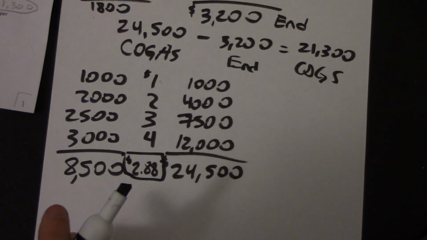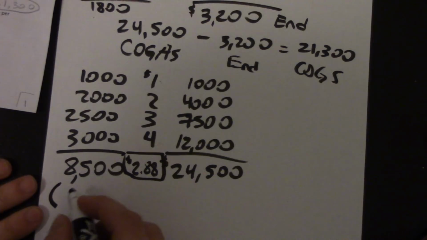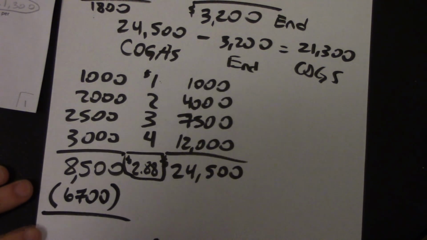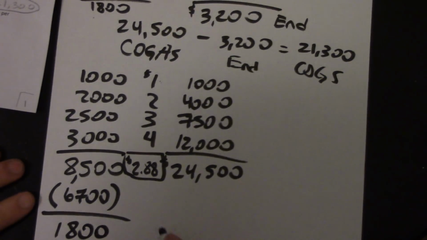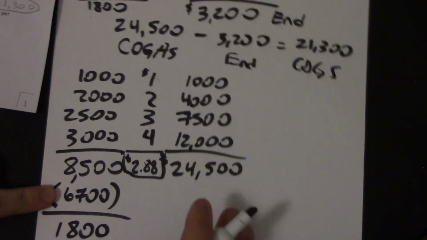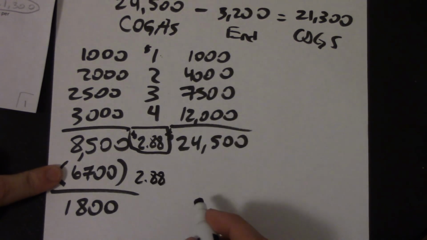Then we'll go back to the facts. We sold 4,000 units. We also sold 2,700 units. So in total we sold 6,700 units. We're going to take that out of inventory. And we're left with 1,800 units, as we've always been doing. The 6,700 units that we sold, each one of them has an average cost of 2.88.